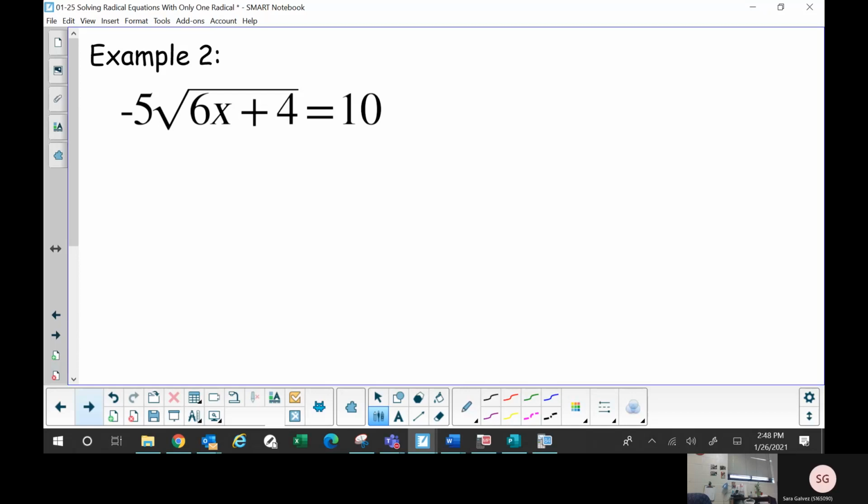All right, so Braden, how do I get this? What do I do to start off? This is technically saying -5 times the square root of 6x plus 4. So you are going to divide by -5.